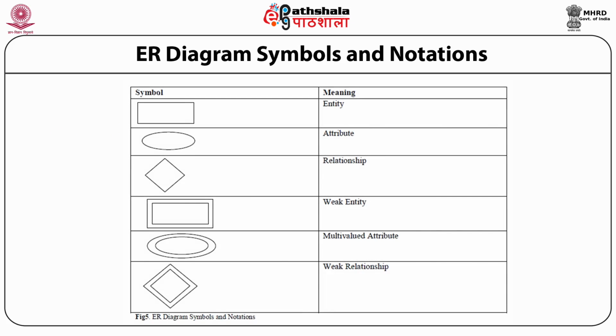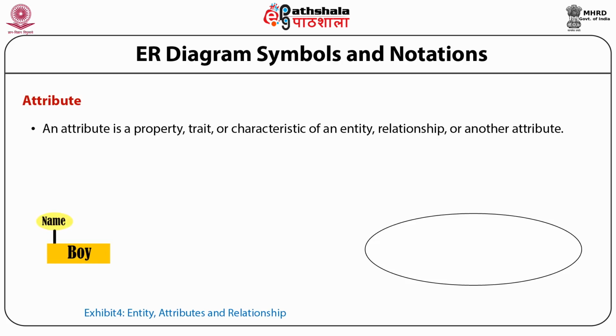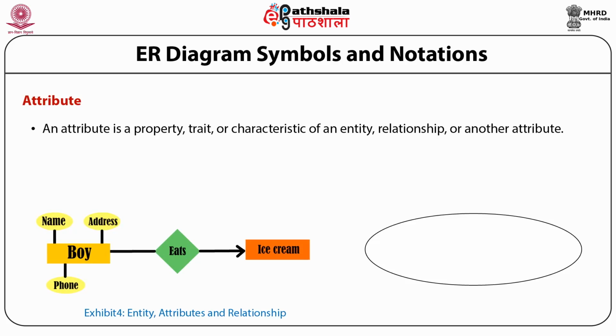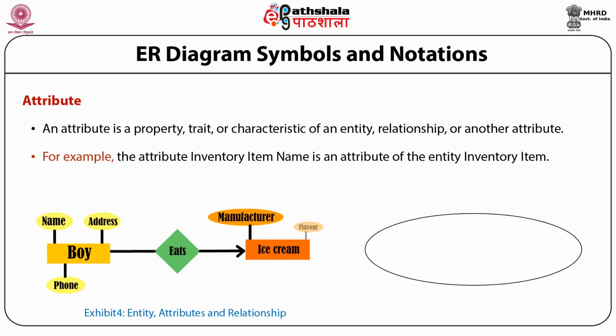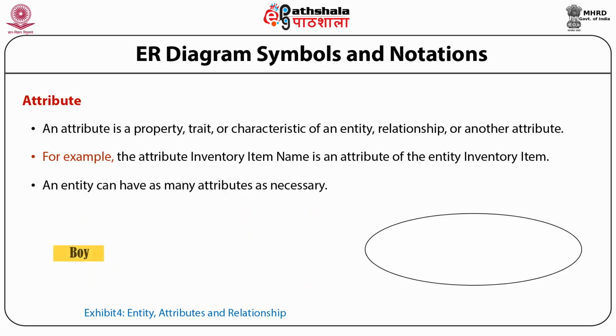We will now look at the ER diagram symbols and notations and understand them individually. As you can see in the diagram below, the various notations are represented. Let us look at what the attribute is. An attribute is a property or a trait or a characteristic of an entity, relationship, or other attribute. For example, the attribute inventory item name is an attribute of the entity inventory item. An entity can have as many attributes as necessary.